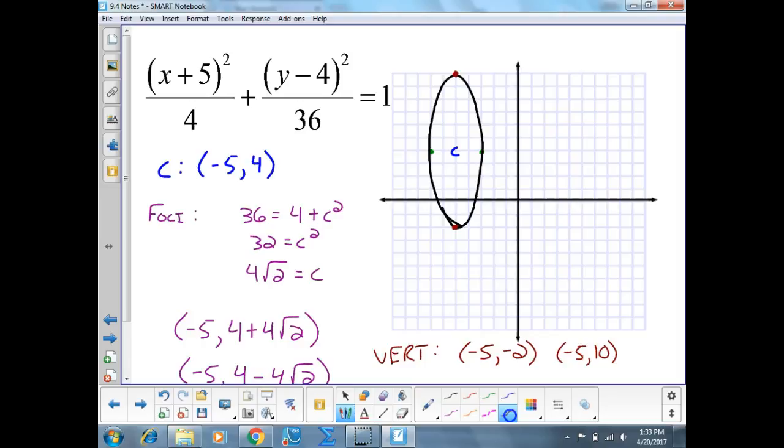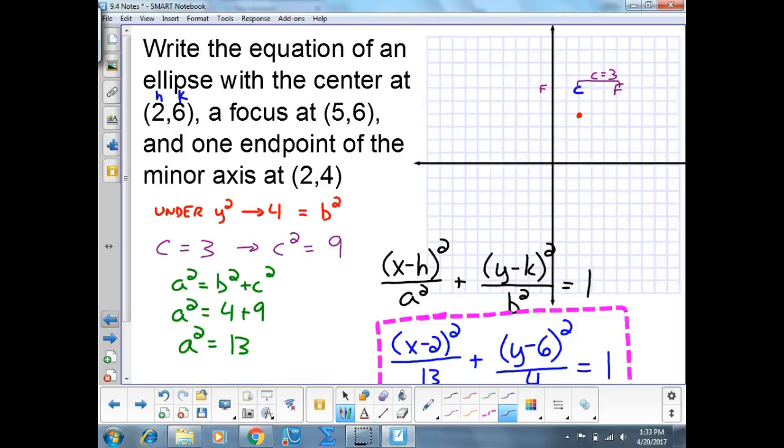If it were tipped on its side, like for instance, was this one tipped on its side? Yeah, this one. So if we would have gone out the square root of 13, which would have been right in here, then we would have added it to the x. So the vertices here would have been at 2 plus the square root of 13, comma 6. And then this one over here would have been 2 minus the square root of 13, comma 6. Okay. All right.